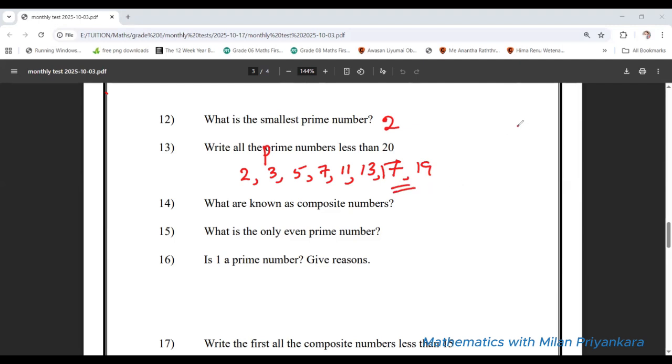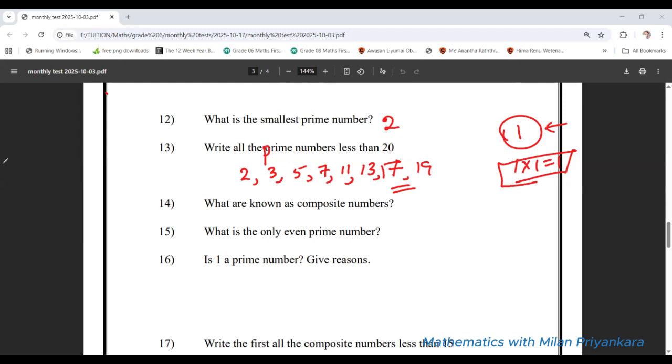And what about 1? 1 is not a prime number. 1 is not prime, not composite. You can say 1 is neither prime nor composite, because it has only one factor. 1 is equal to 1 into 1, and there's only one factor, right? If it is a prime number, it has exactly two different factors. If it is a composite number, it has more than two different factors. But 1 has only one factor, therefore 1 is not prime, and also it is not composite. So you need to understand that, right?